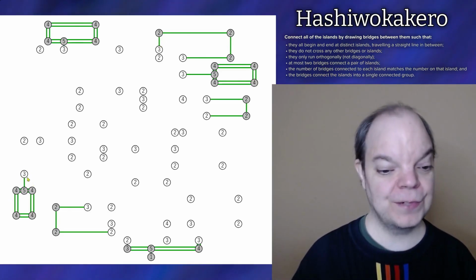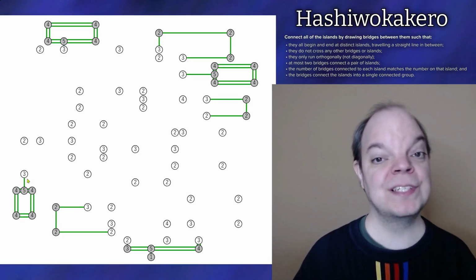Now let's take a look at this 3 over here. Now that 3 already has a bridge, which means that it needs 2 more.